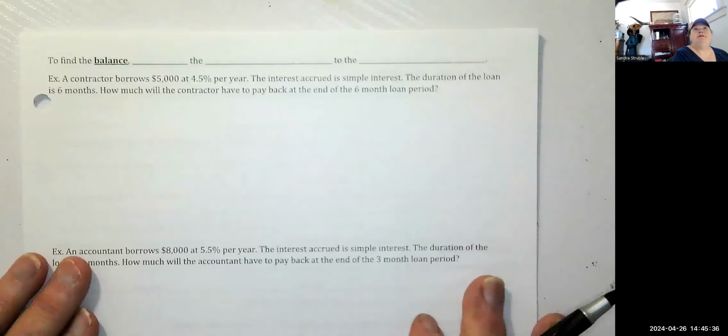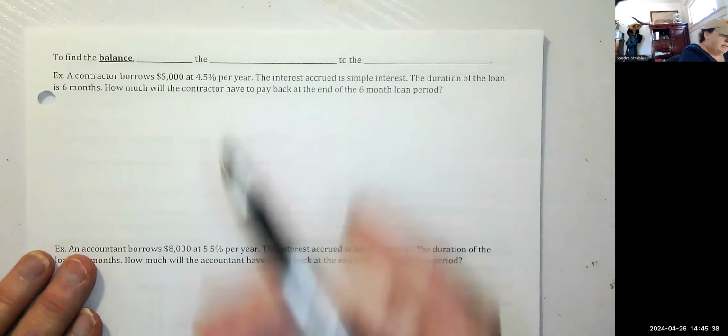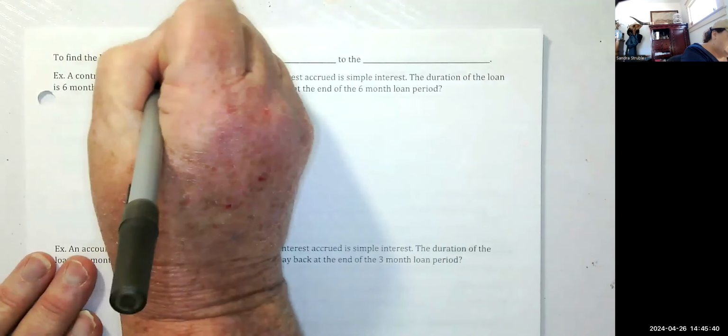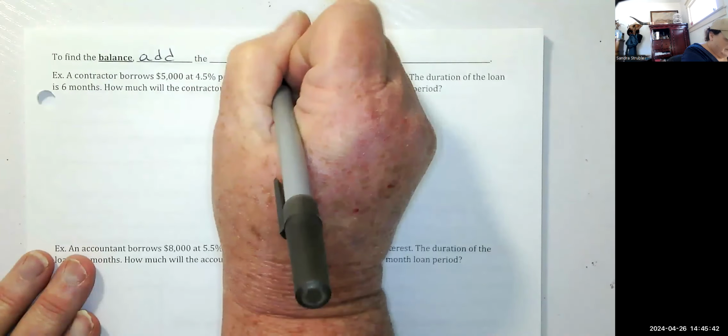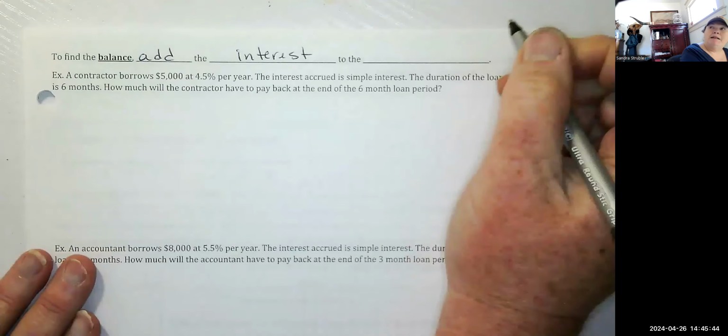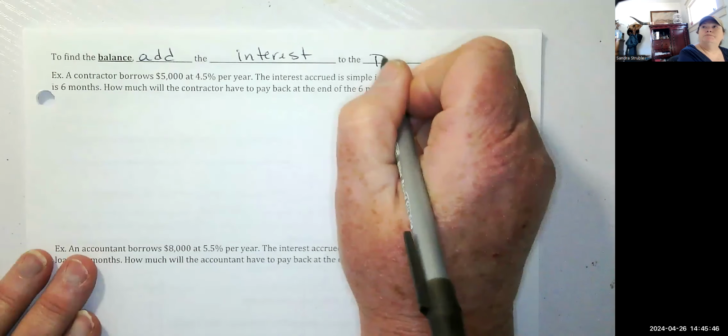Let's talk about the balance. To find the balance, you're going to add the interest to the beginning balance, to the principal.